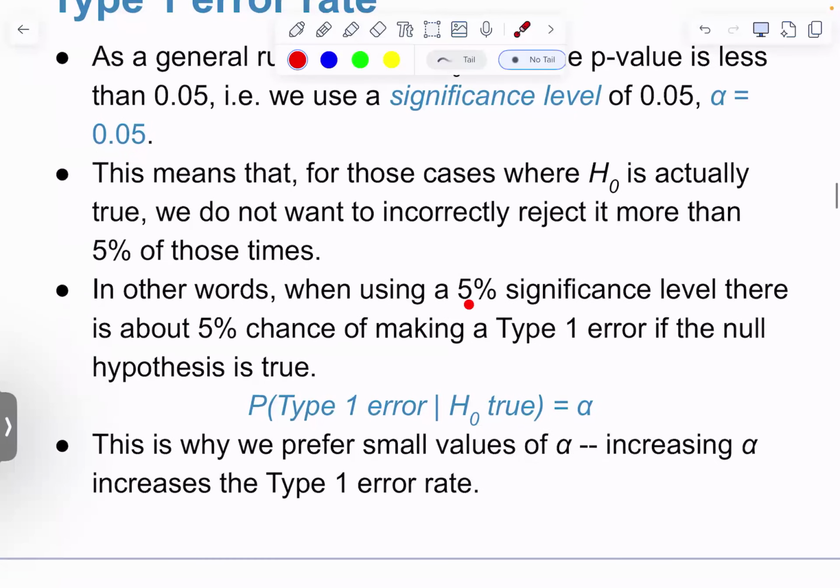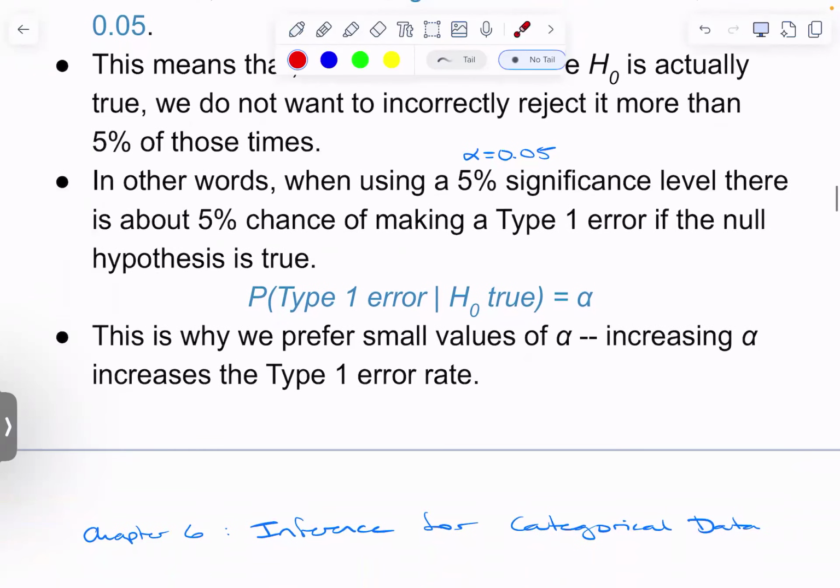But a 5% significance level, or an alpha, right? This is the same as alpha equals 0.05. We're okay with making a type 1 error 5% of the time. And we don't know if we're in one of those 5%, right? But that's low enough for us to feel comfortable. And so this is why we prefer small values of alpha, and increasing alpha increases the type 1 error rate.